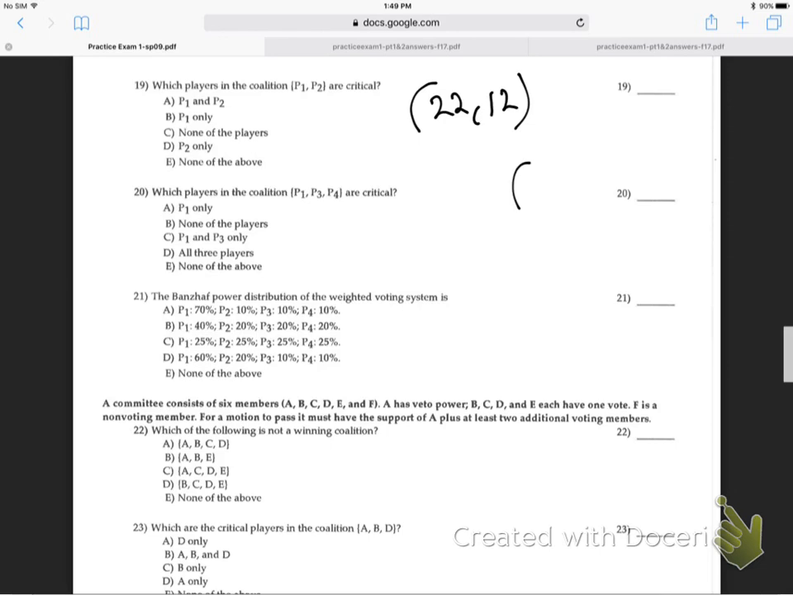Remember what critical means. Let me write it again for you. Critical means you quit the team, they lose. Right? So it means to be critical. If you quit, they got to have you. If you quit, the team loses.